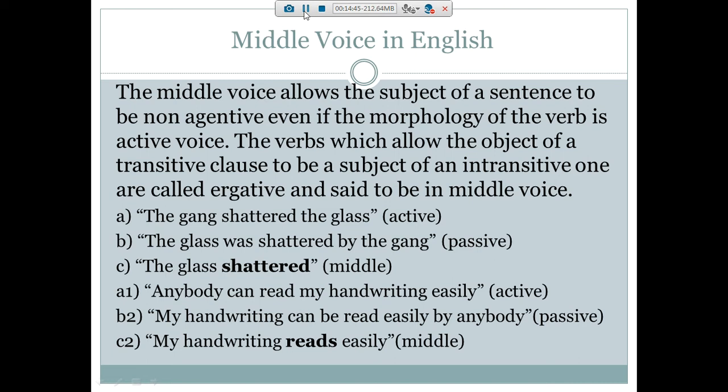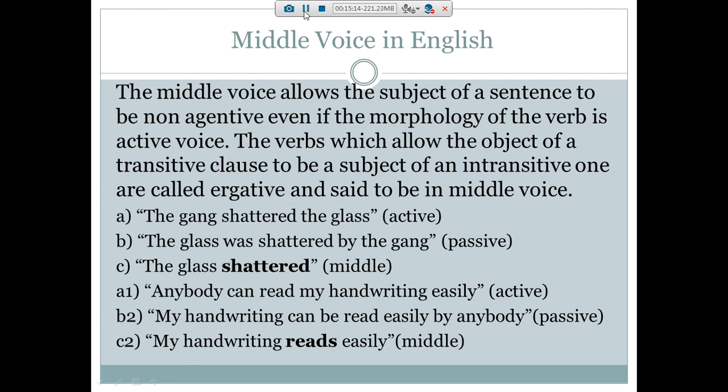Let's have a look at another example. Anybody can read my handwriting easily. That's active voice. My handwriting can be read easily by anybody. Passive voice, different morphology. Auxiliary verb be and complement agent. Especially the use of the auxiliary verb be, because I could say my handwriting can be read easily. And then we have my handwriting reads easily.